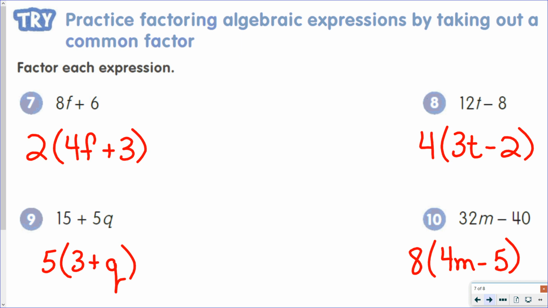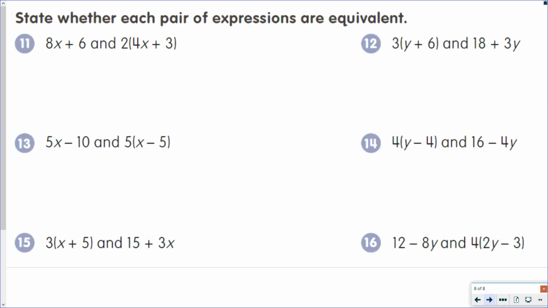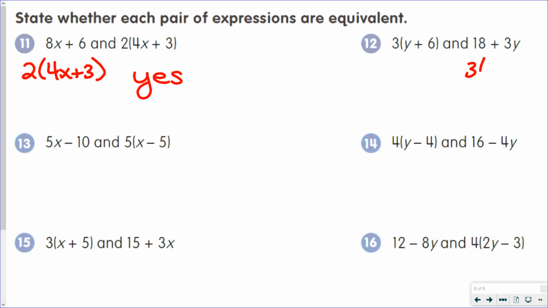And then finally, we're determining if expressions are equivalent. So the highest number I can divide those by is 2. So inside parentheses would be 4x plus 3. Those are the same. Highest number I can divide these by is 3. So I have 6 plus y. Remember, you can change around addition. So those are equivalent.